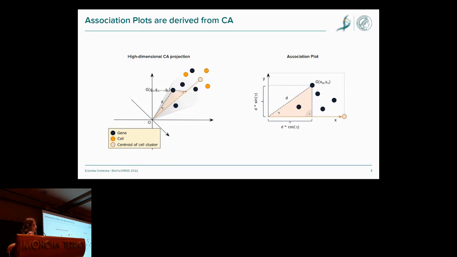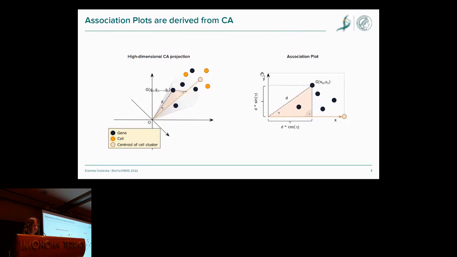And the location of the genes and the cells tells us already something about the associations. Namely, in correspondence analysis space, genes which are located in the direction of a given cluster of cells are overexpressed in this cluster of cells. And that's why we can use this for looking for cluster-specific genes.